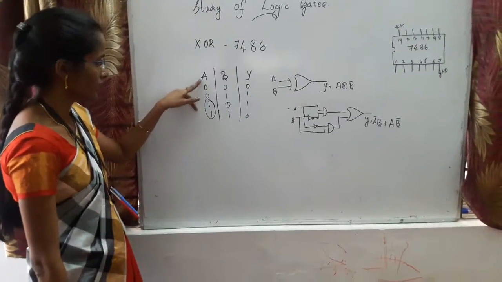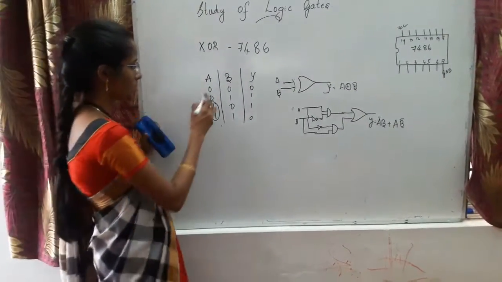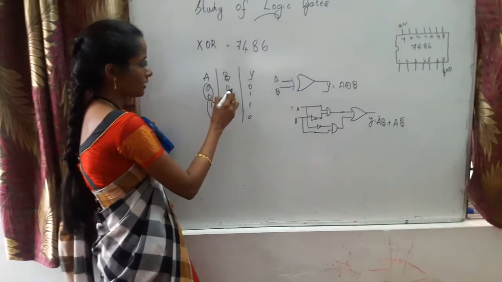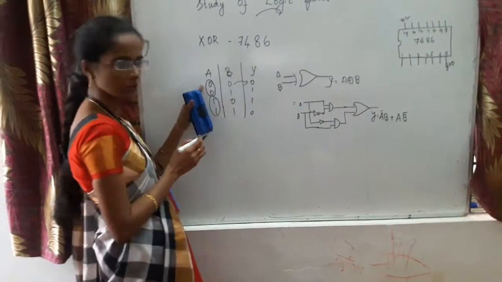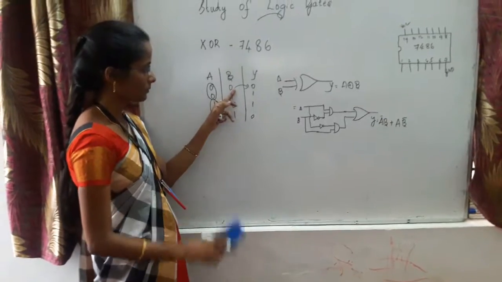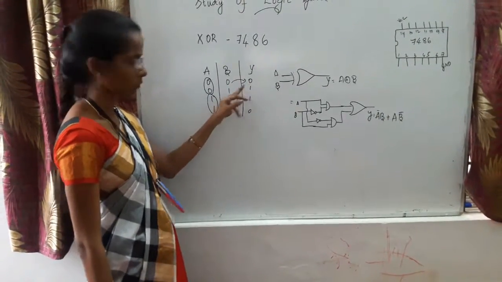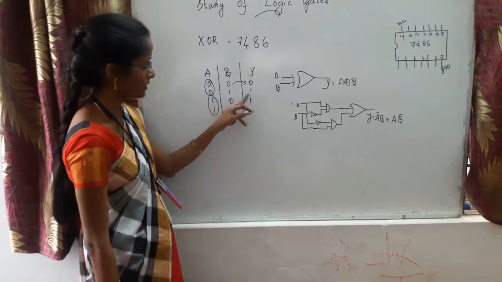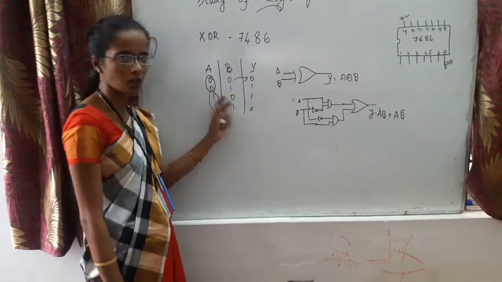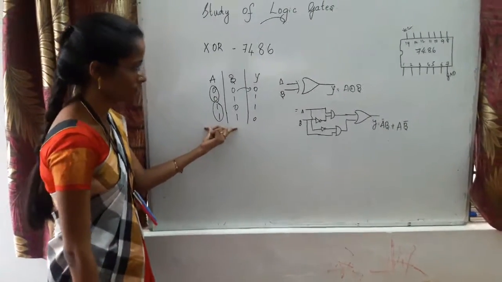Other thing is whenever one of the input is 0, you will be getting the other input at the output. So here the input is 0, the other input is 0, so the output is 0. Similarly, the other input is 1, so the output is 1. So it is called as a controlled inverter.